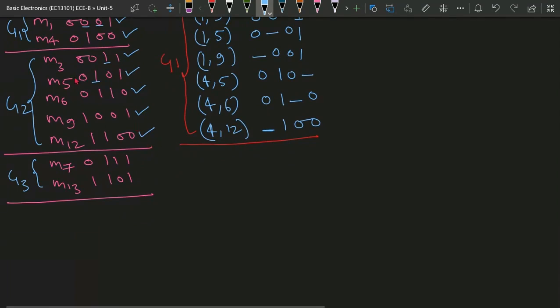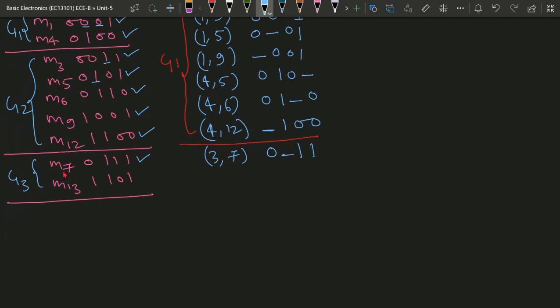Next we will be doing the comparison of M3 with M7. So M3 and M7 we will be comparing: it is 0, same, this is different, this is same, same. So we will be pairing 3 with 7 because the first bit is same, second bit is changing, so it will be dash, otherwise 1 and 1. Similarly, M3 is paired, so it will be ticked. M3 will be checked with M13. So this is same, this is different, different, different. More than one is different, so no pairing will take place.